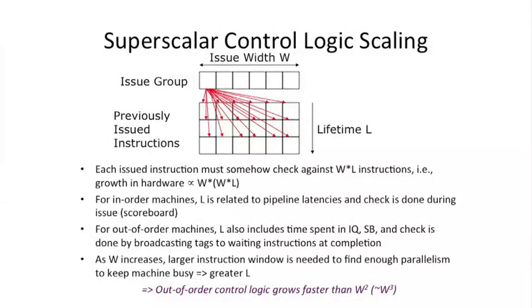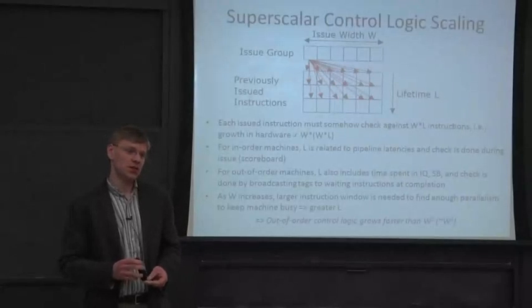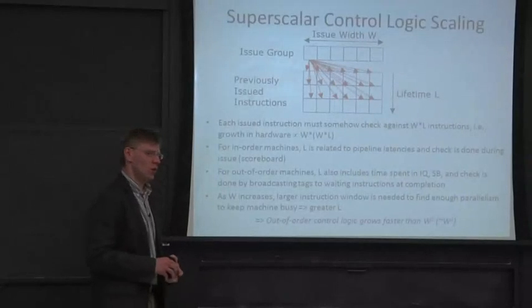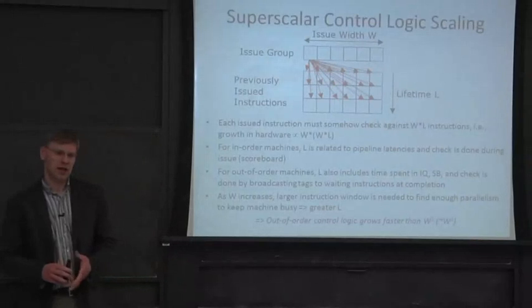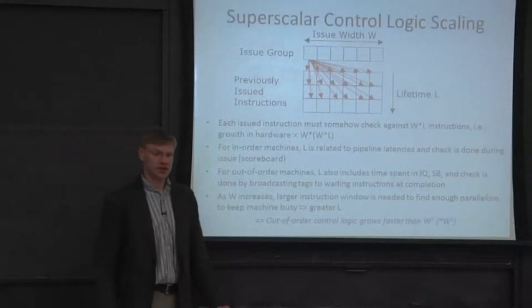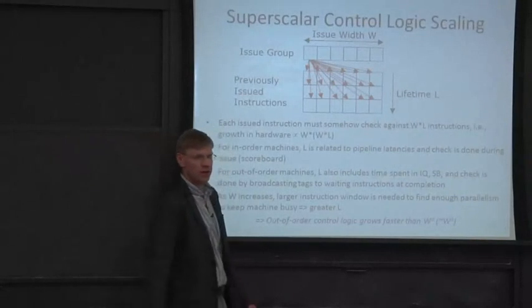So we've been talking about these superscalar processors. These superscalar processors have a fair amount of complexity in them, especially out-of-order processors. But where does this complexity come from? And can we remove all that complexity? So that's what we're going to be talking about today.